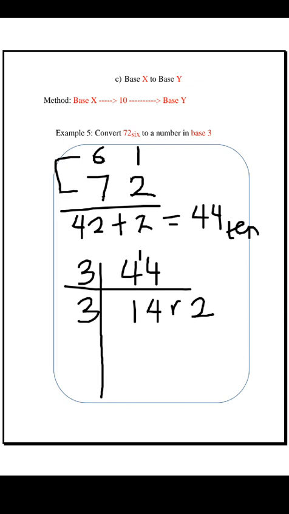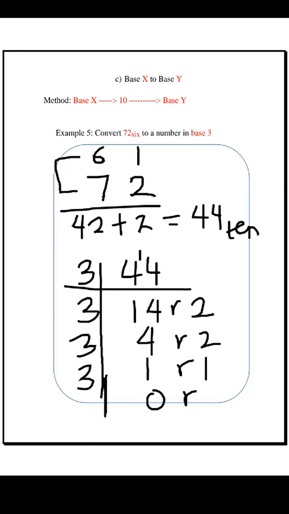How many 3s are you going to see in 14? That is 4. Then 4 times 3 is 12. That's remainder 2. How many 3s are you going to see in 4? That is 1. 3 times 1 is 3. That is remainder 1. How many 3s are you going to see in 1? It's not possible. That is 0. Remember the 1 itself. So take it from bottom to the top. We have 1, 1, 2, 2, base what? Base 3. You can see.